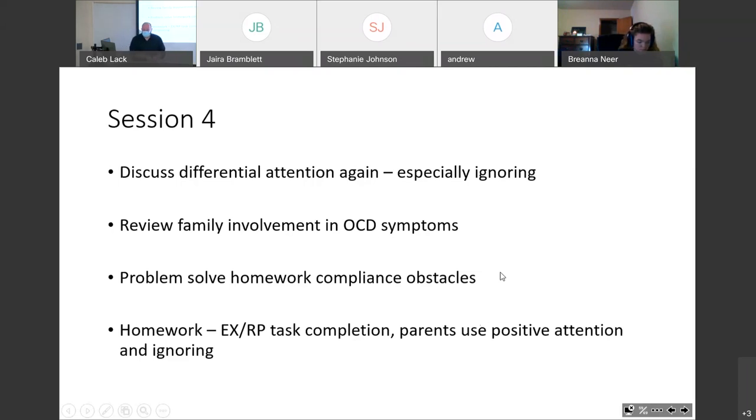Going back to our session structure, we took a big detour. Let's go back. You're modeling how to do the exposure, right? Showing them, here's what we do. And then you're making sure that the family remembers what not to do. Here's how to use your differential attention skills. Here's how to make sure that you're not contributing to making these things worse. Let's talk about what's going to make it difficult to do your homework, which is going to be exposures. Positive attention. Then get out there and do that. You're going to be doing exposures from now until the next session.